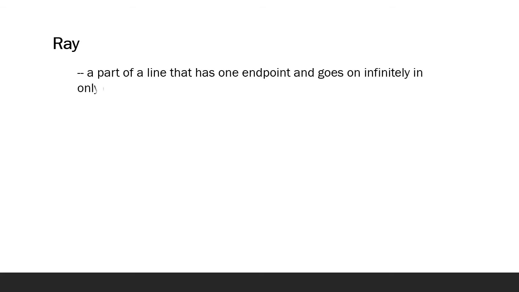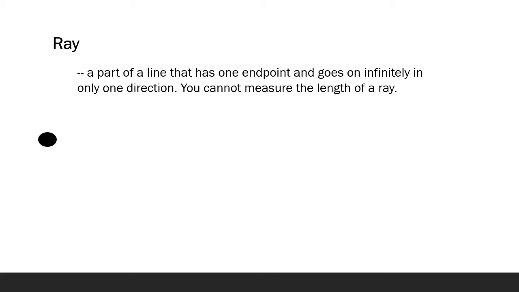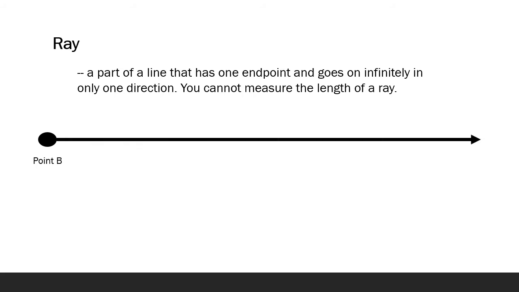Next is a ray. A ray is a part of a line that has one endpoint and goes infinitely in only one direction. You cannot measure the length of a ray. Think of a flashlight: there is always a starting point, the light bulb of the flashlight, going infinitely in a certain direction.